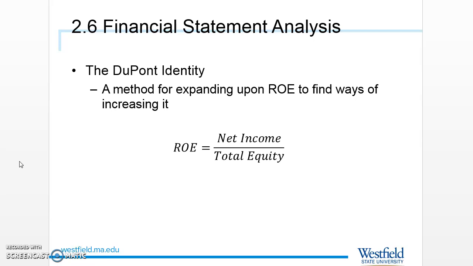So what DuPont did was they expanded ROE by multiplying both sides by 1 twice, so they could have a more intuitive version of how ROE works. Right, now you might be thinking, if I multiply both sides by 1, nothing changes. And you're right. But if you multiply by 1 correctly, it allows you to rearrange terms that might give you something that's more intuitive to look at.